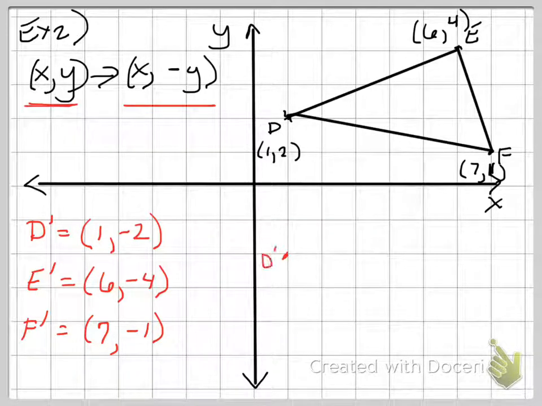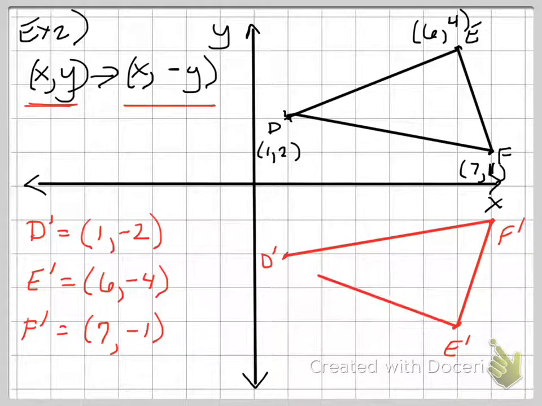So if I graph all these points, at (1, -2), that's right here, that's D prime. At (6, -4), 1, 2, 3, 4, right here, that is E prime. And then at (7, -1) is right here, and that is F prime. If I connect all of those points together, you're going to notice this is a mirror image of that pre-image triangle DEF, and you have to say, hey, this is a reflection over the x-axis.